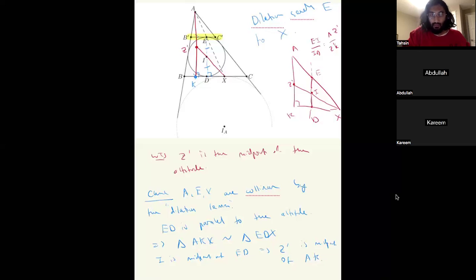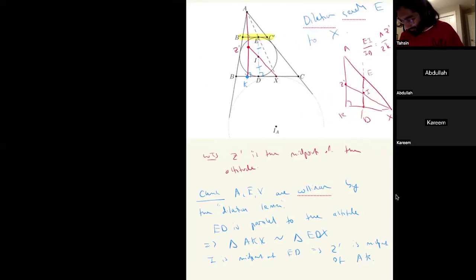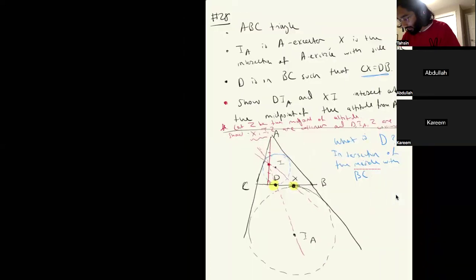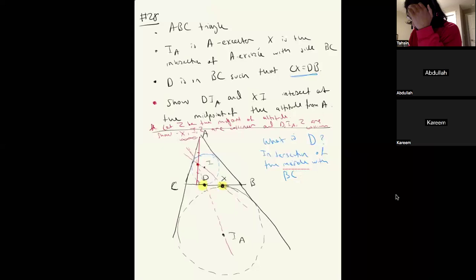Yeah, makes sense. So really, we've done half of the problem, right? Remember our original problem. What did we show? We showed Z prime is the midpoint of AK, which means that Z, I, and X are collinear. So we've shown half: that Z, I, and X are collinear, and so we have the other half as well.